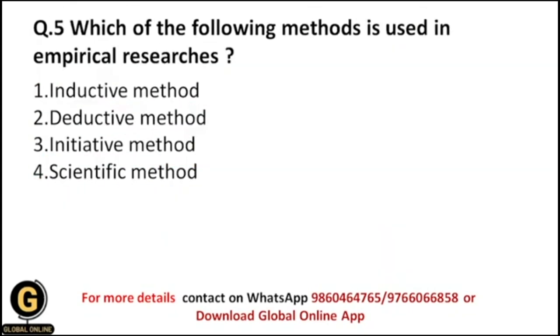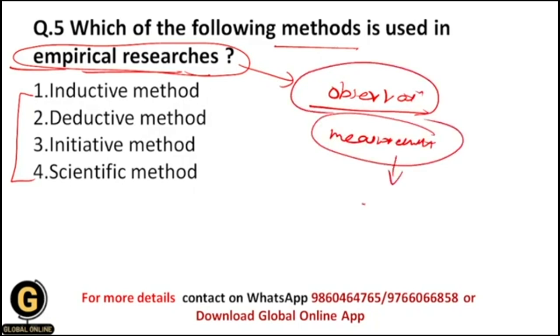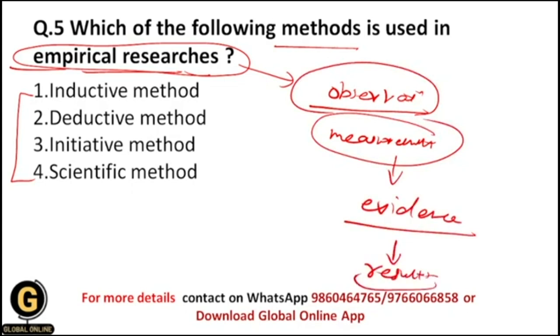Okay, next is which of the following methods is used in empirical researches? So within empirical researches, which of these methods is used? Basically, empirical research means the research approach in which we have a proper observation as well as a proper measurement of the collected data. And based upon the proper observation and measurement we will have strong evidence, and based on this evidence we will have the results. So this is nothing but empirical research.